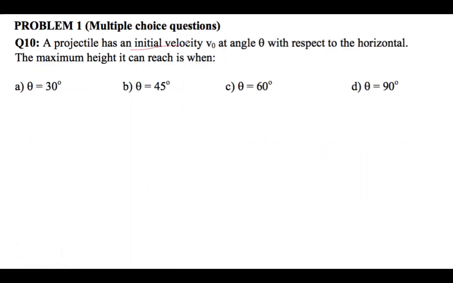It has an initial velocity v0 and an initial launch angle of theta with respect to the horizontal. When can we reach the maximum height? Is it at 30 degrees, 45 degrees, 60 degrees, or 90 degrees? Of course, the maximum height will be reached at 90 degrees. Okay, great.